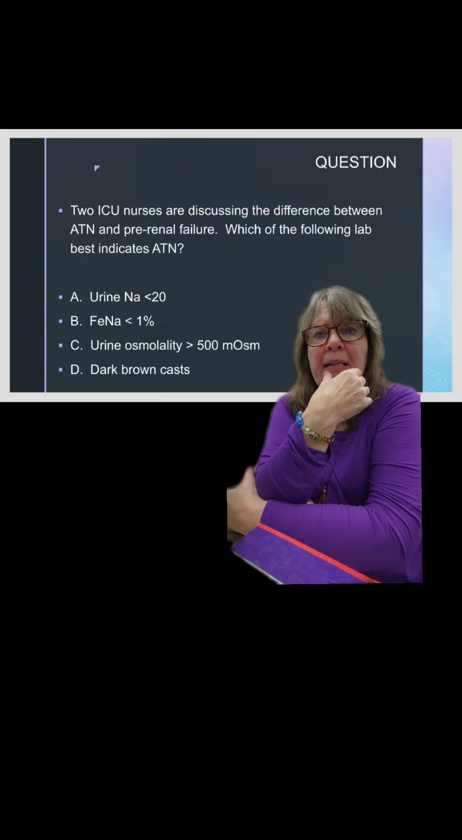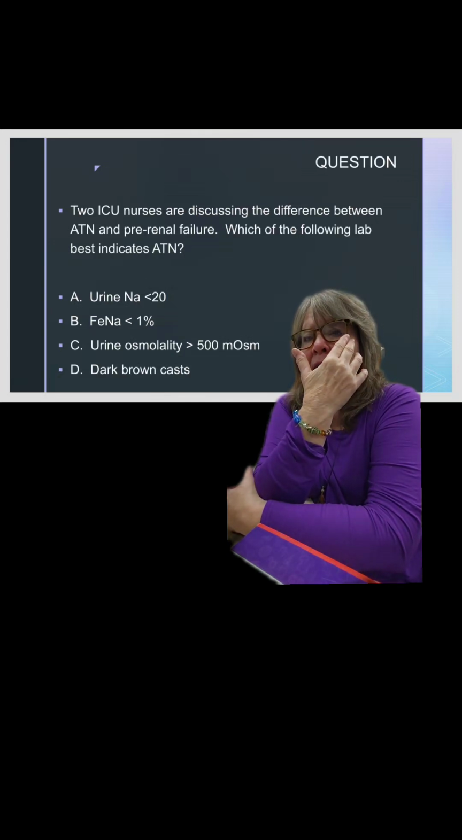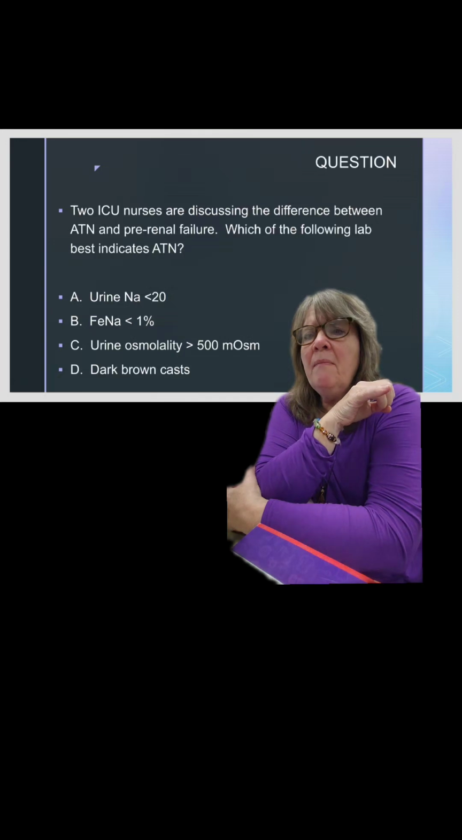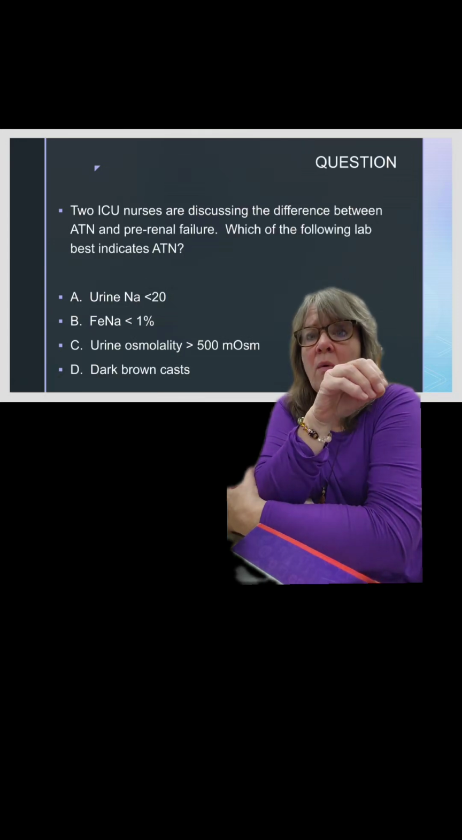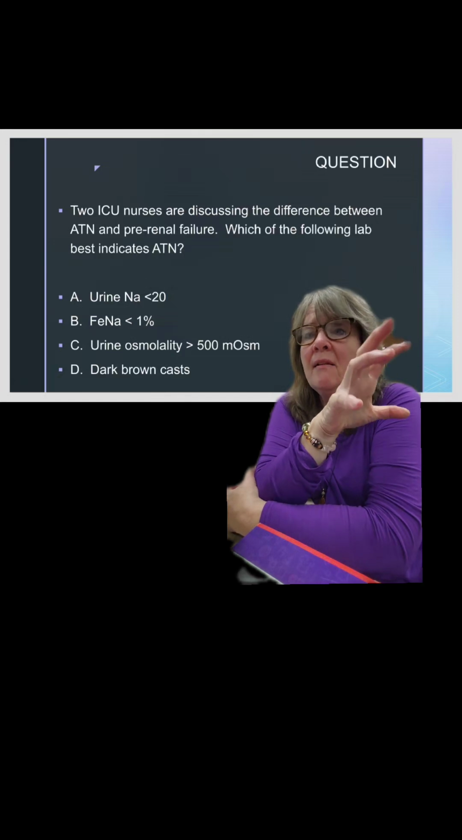Well, let's pick this apart, shall we? Urine sodium less than 20. That indicates a pre-renal issue. It is showing that the nephron, the kidneys, are behaving just like kidneys should behave.